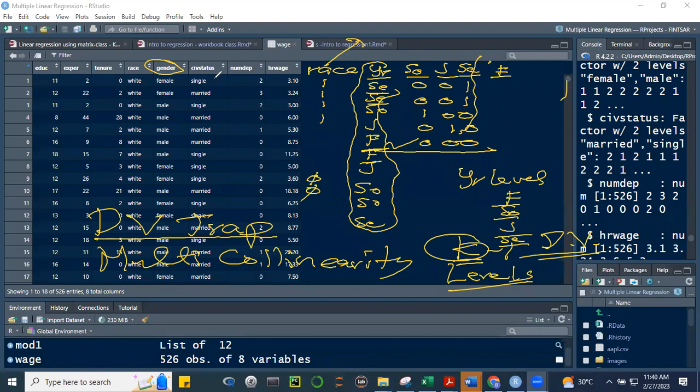How about si civil status? Ilan lang yung ano natin? 2 lang to, single at saka married. So therefore, isang dummy variable lang. Right? Okay, good. Thank you, Ivan.